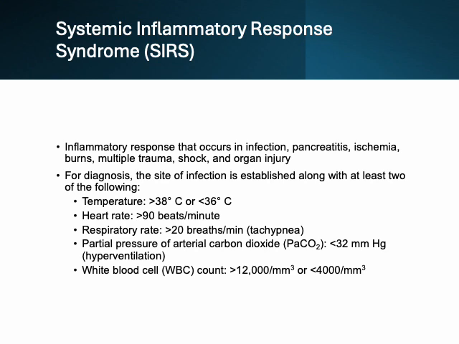the next 2 things: body temperature over 38 degrees or under 36 degrees Celsius, a heart rate greater than 90 beats per minute, a respiratory rate greater than 20 breaths per minute, so they're tachypneic, or a PaCO2 under 32 millimeters of mercury. This tells me that they're in a hyperventilation state. If their WBCs are over 12,000 or under 4,000, you can consider SIRS.